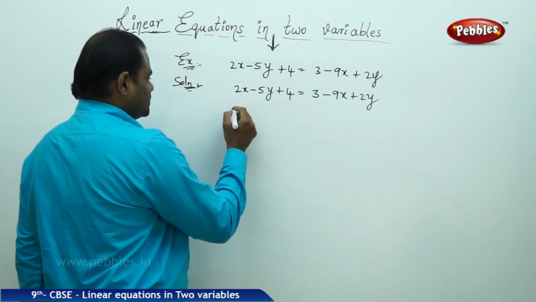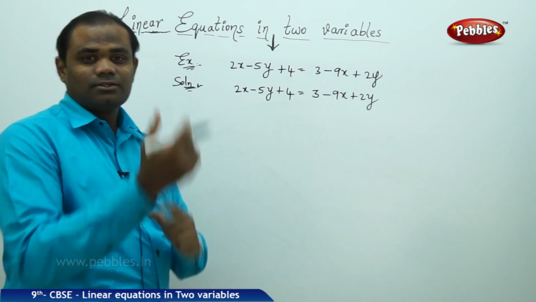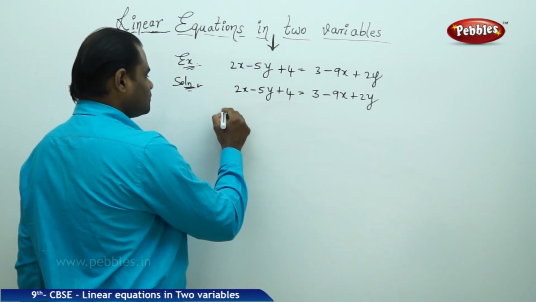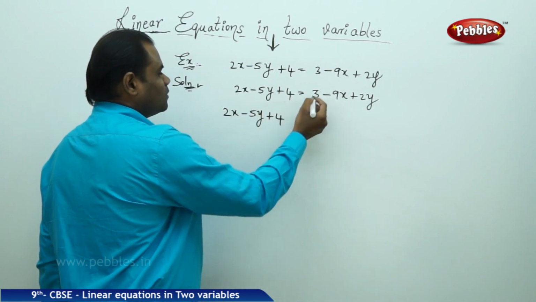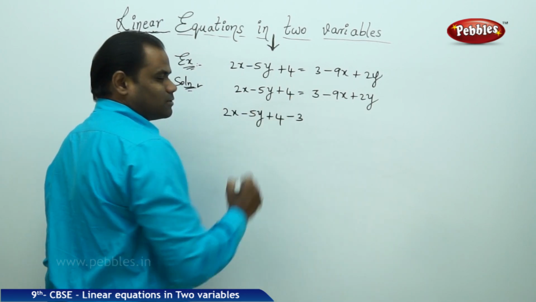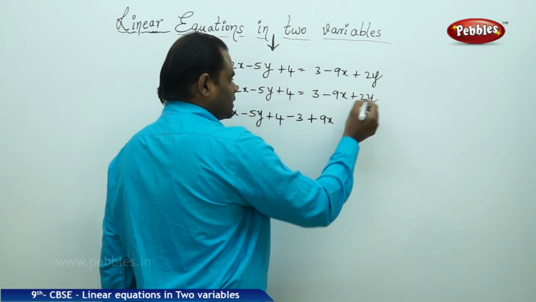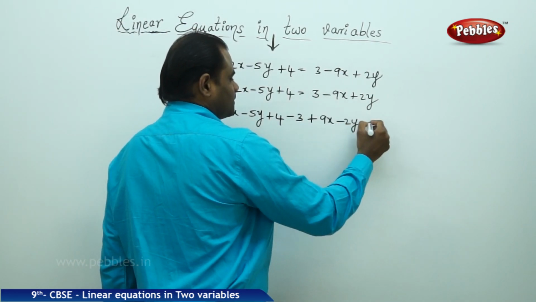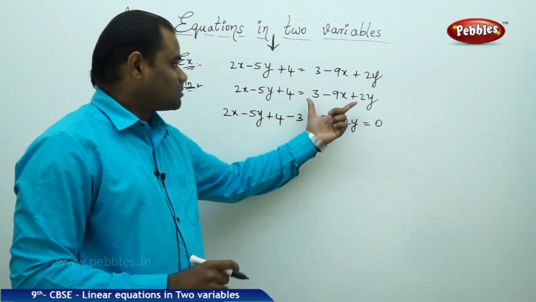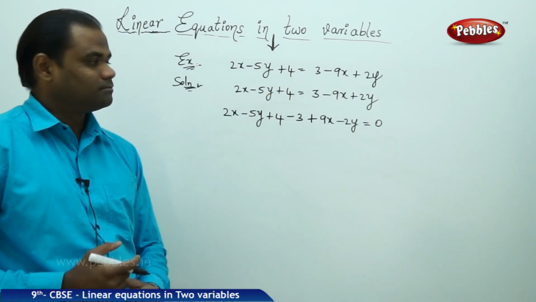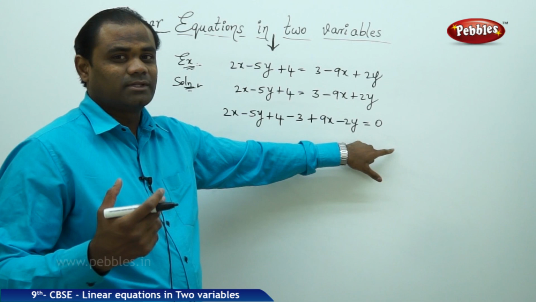As I can see, this can be further simplified by taking each of the terms on the right hand side to the left hand side. So 2x minus 5y plus 4, plus 3 when I bring it to the left is minus 3, minus 9x when brought to the left is plus 9x, plus 2y to the left is minus 2y, equals 0. So I have all the terms on the right which are brought to the left, equating to 0. A linear equation is always equated to 0.